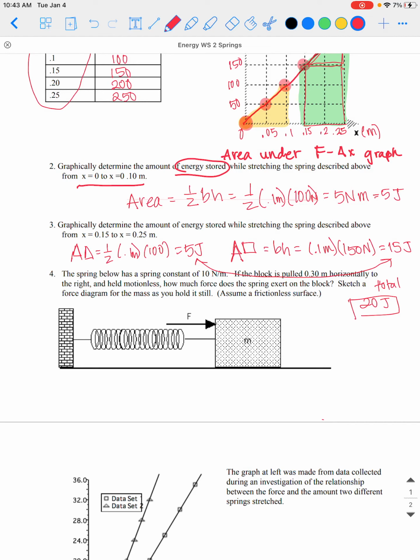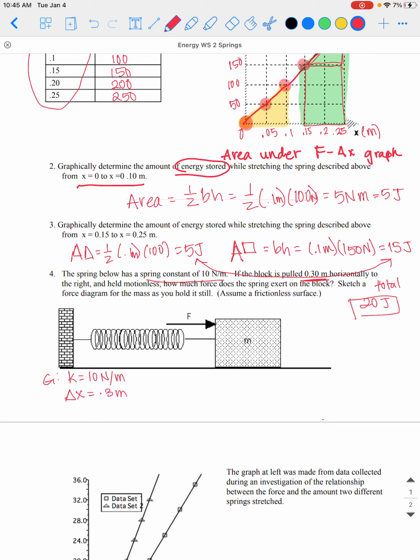So it tells us a spring has a spring constant of 10 newtons per meter. Anytime I'm given information, I'm just going to go ahead and write out my givens. Spring constant is represented by k, and that value is 10 newtons per meter. It tells us that the block is being pulled a distance of 0.3. That's my delta x, 0.3 meters.